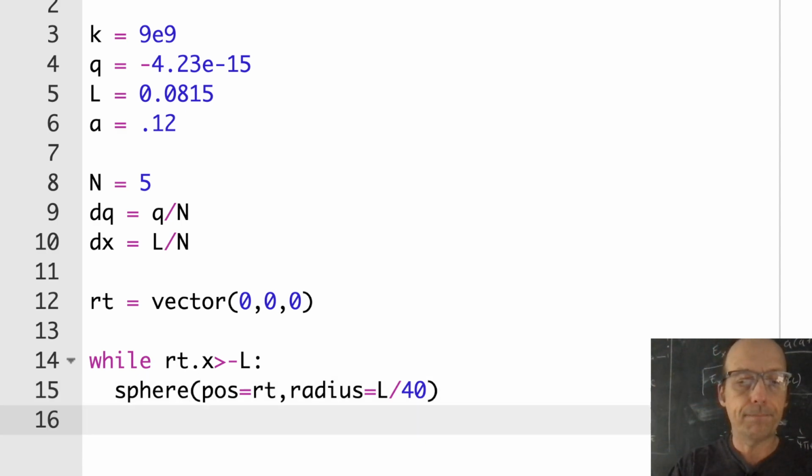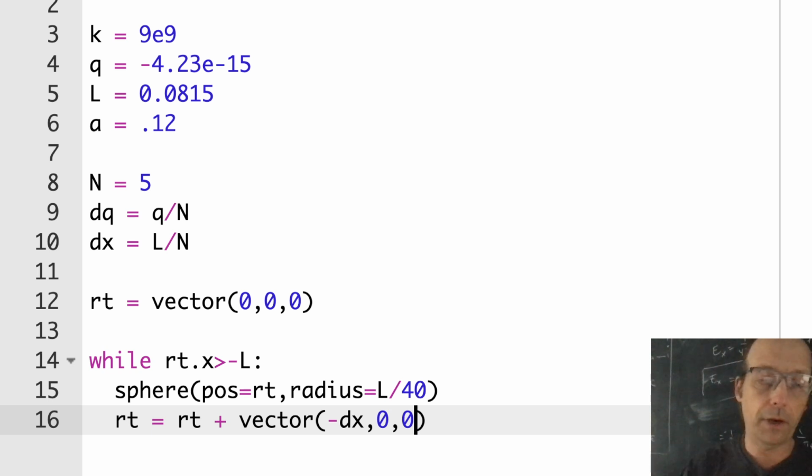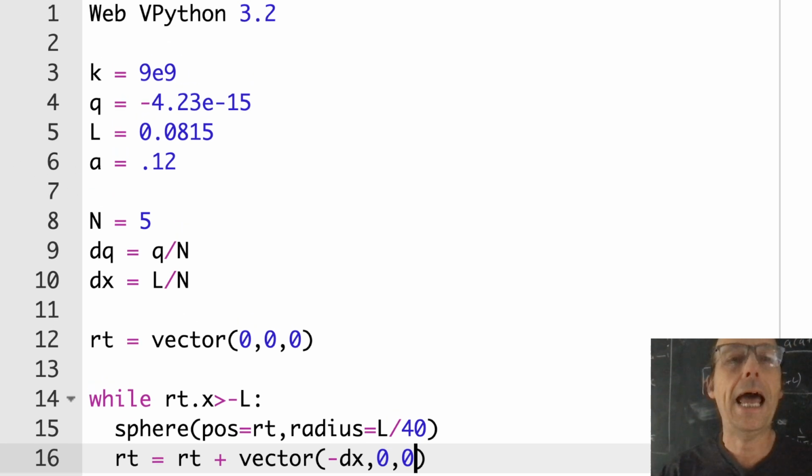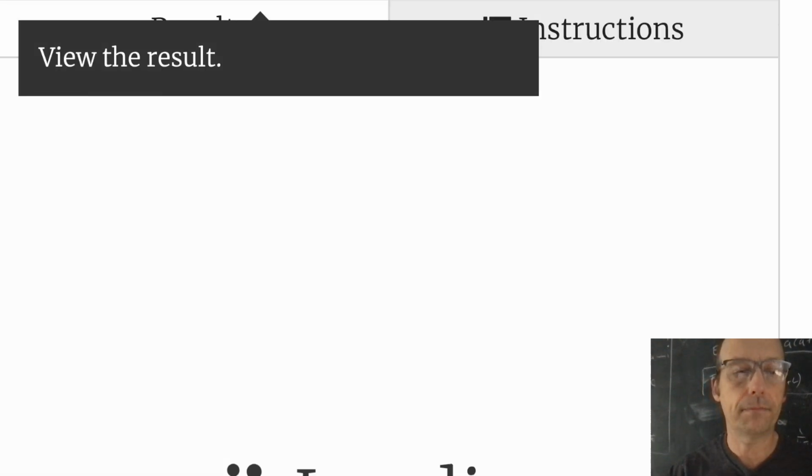And now I want to move my RT. RT is RT plus vector negative dx, 0, 0, because I'm going to move in that way. Let's just see what happens here. Run it. And there's my 5 point charges. Okay, I can do more than 5. I'm just starting off with 5.